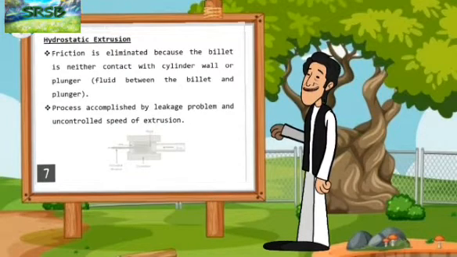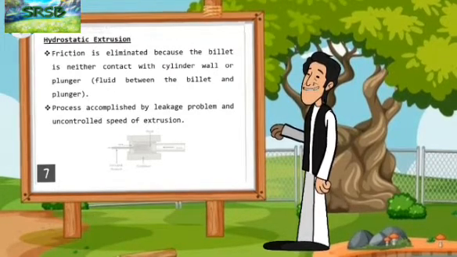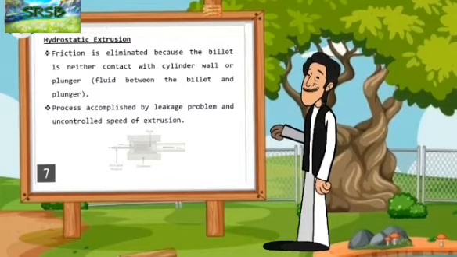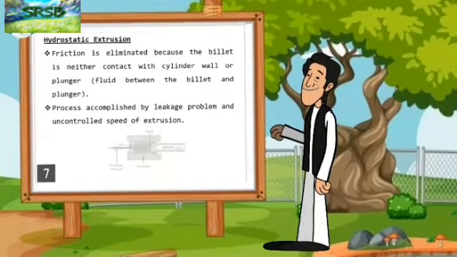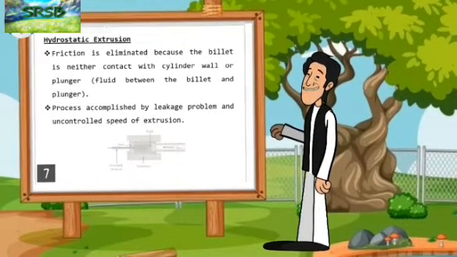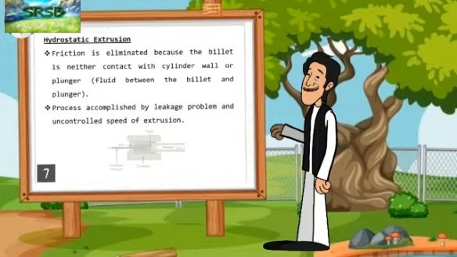Next we discuss hydrostatic extrusion. In this process the friction is eliminated because of the fluid between the billet and the plunger. So when you apply the force, we get smooth movement. For this reason, the hydrostatic extrusion process is mainly suitable for brittle material.